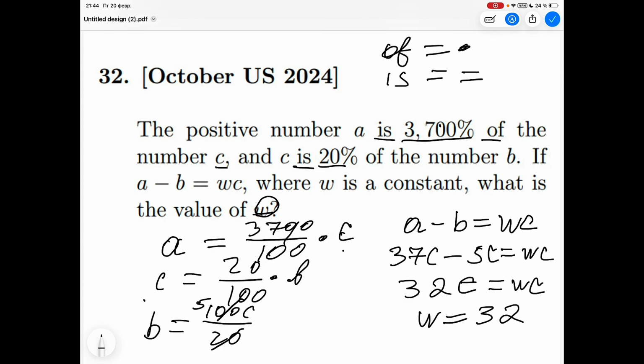Again, just remember, of means multiplication, is means equal sign. Try to practice enough so that you can master that knowledge and the language, so that you can convert complicated word problems into very simple equations that you can actually solve like that. So I think you get the hang of it.